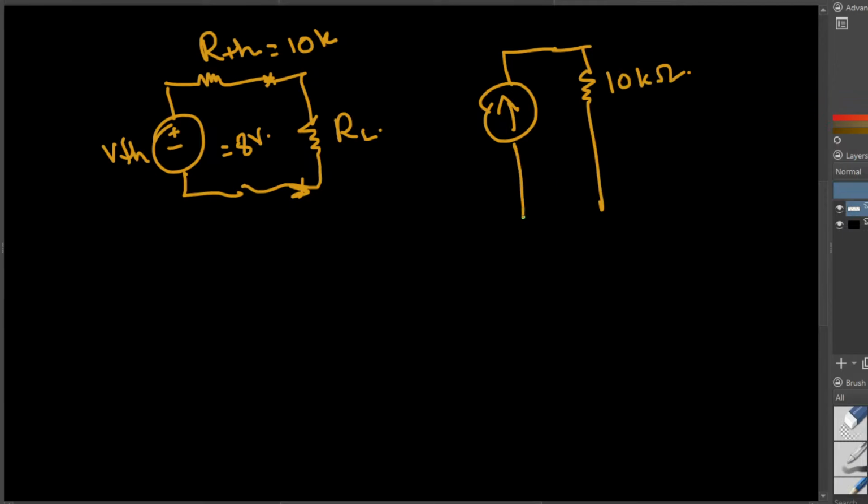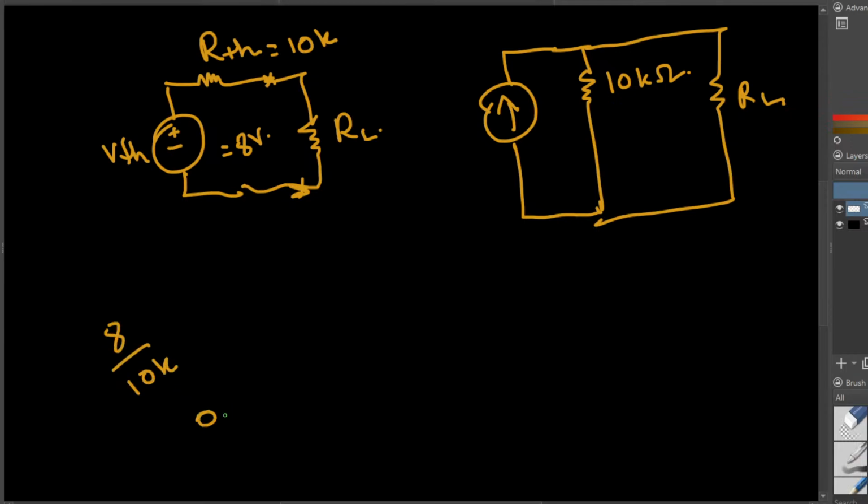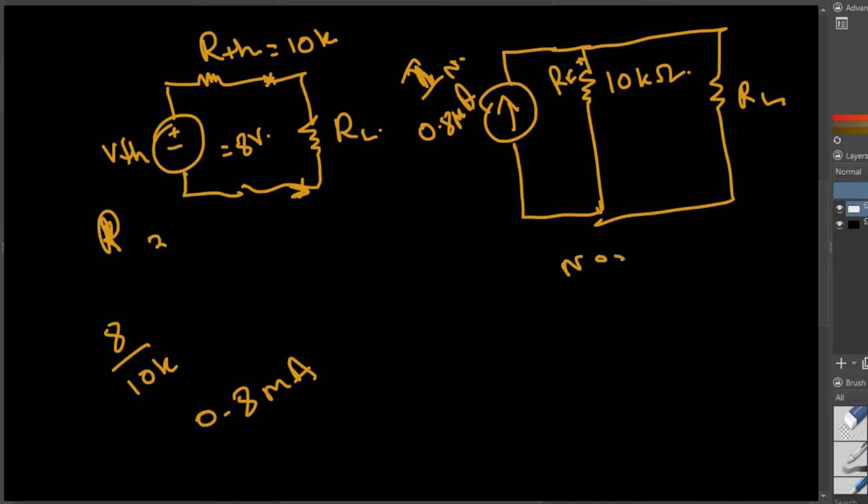We just have to find out the I Norton, and R load is going to be right here. To find out the I, we use Ohm's law. Ohm's law is I is equal to V divided by R. V is 8 voltage divided by 10k. 8 divided by 10k, that's going to be 0.8 milliampere. 0.8 milliampere is going to be the current we are going to have for the I Norton, and this is R Norton. This is our Thevenin equivalent circuit, and this one is the Norton equivalent circuit.